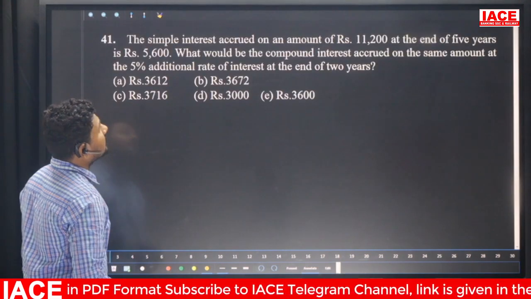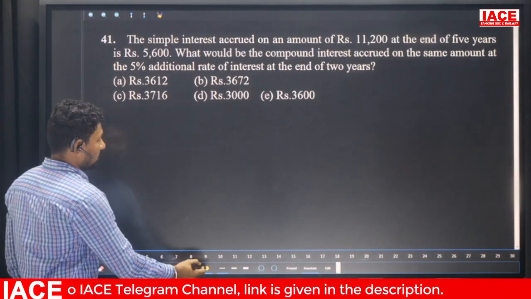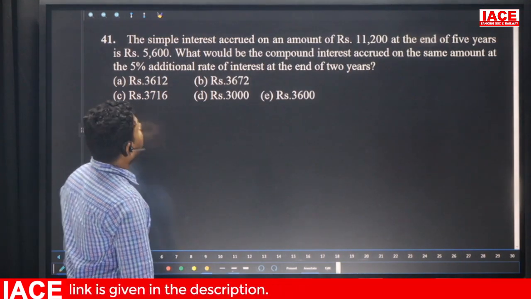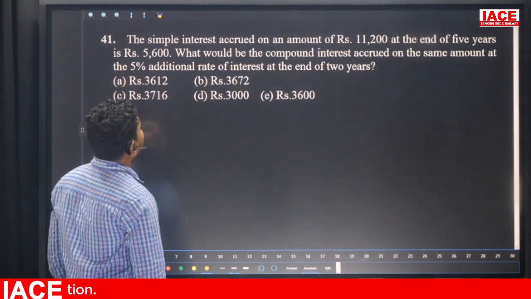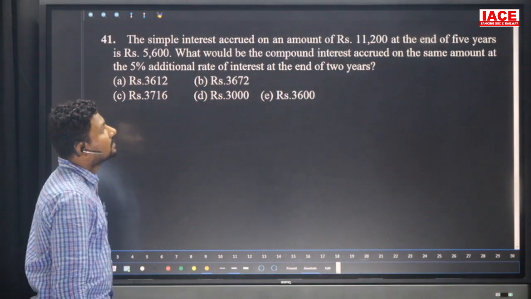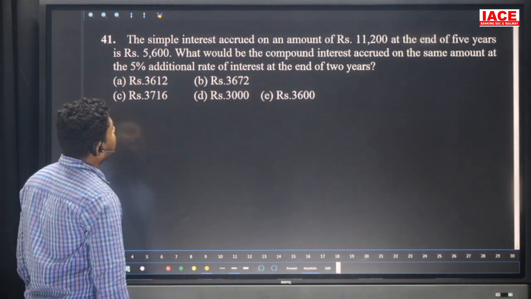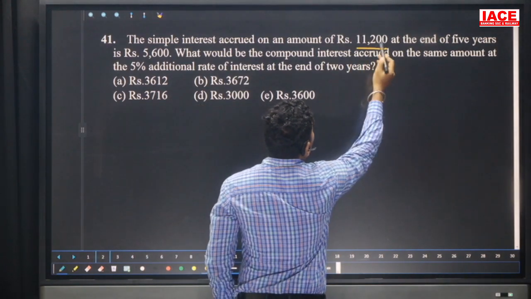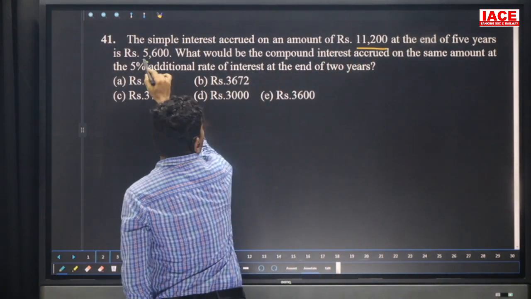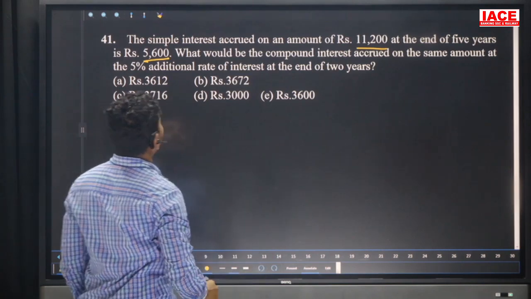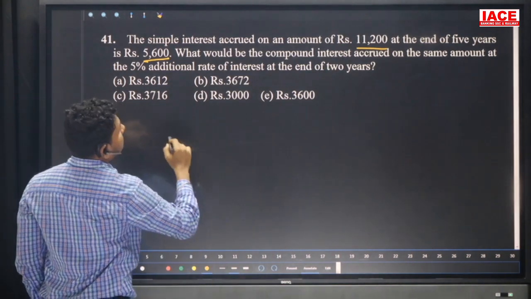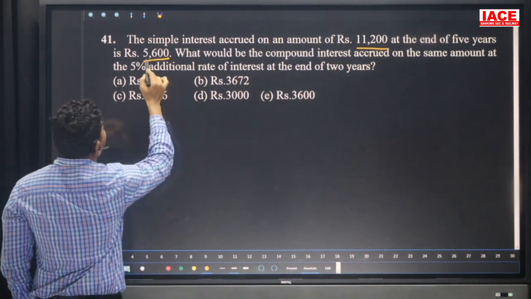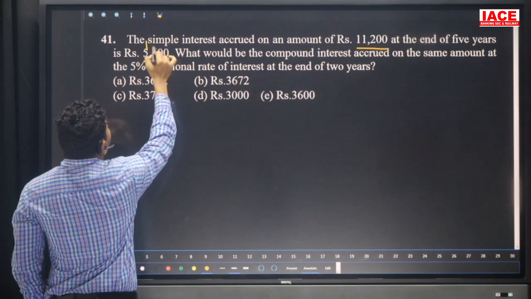The simple interest accrued on an amount of 11,200 at the end of 5 years is 5,600. What would be the compound interest accrued on the same amount at a 5% additional rate of interest at the end of 2 years? So on 11,200 we are getting 5,600 as interest. For how many years? At the end of 5 years. Then 5,600 we can write as 5 ones are 5,600.